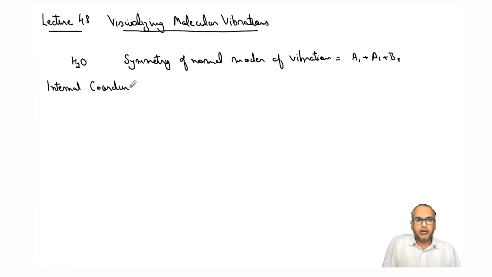So what are internal coordinates? We have seen that if we use Cartesian coordinates on each atom, we can get to know the symmetry of normal modes. We can see the symmetry of translational, rotational, as well as vibrational modes, but we cannot visualize them. If we use internal coordinates, we can actually visualize these vibration modes. So what are internal coordinates? Internal coordinates are those that define vibrations.